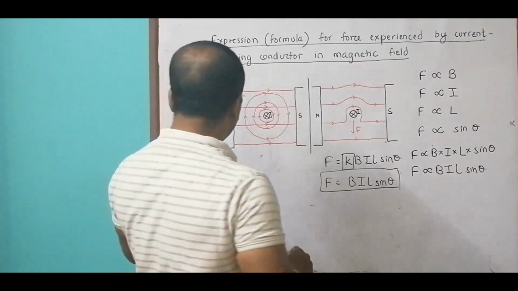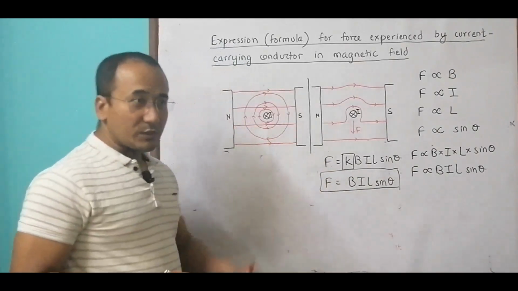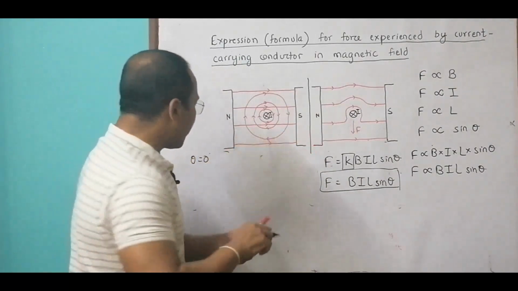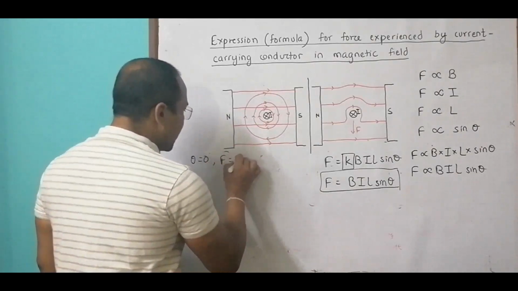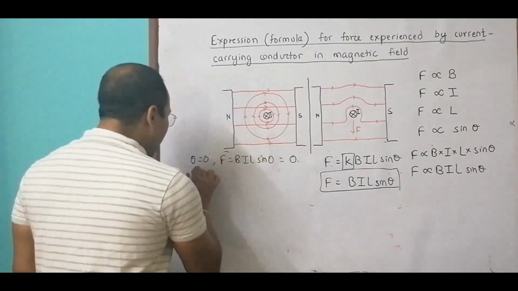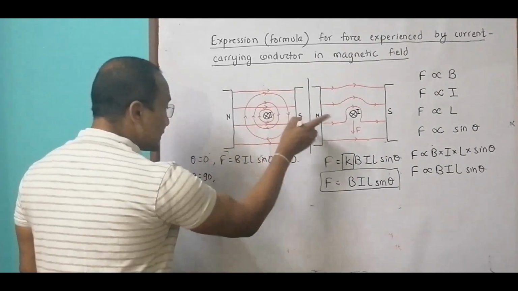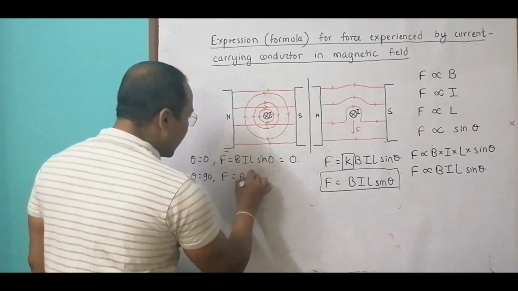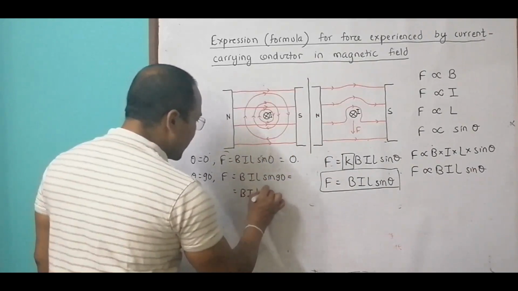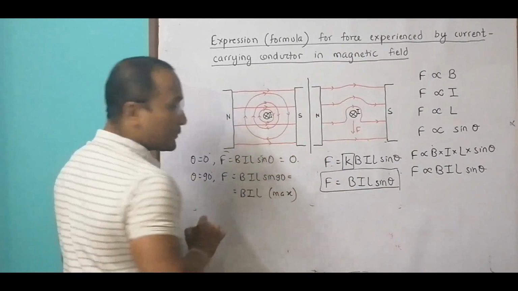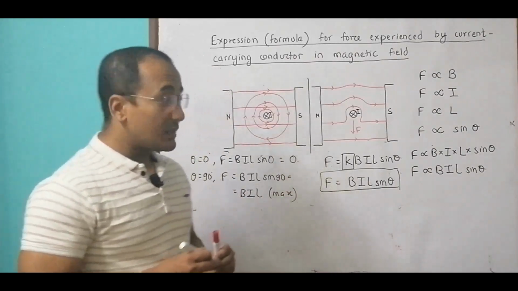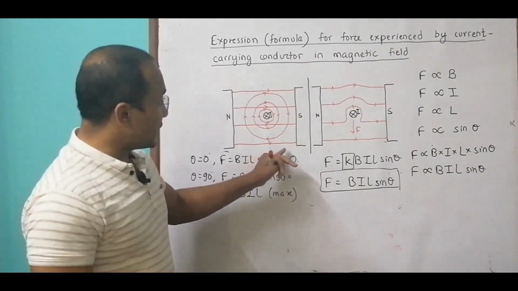Now what we talked about before comes into existence once again. If theta equals 0 degrees, that means the conductor is here and the magnetic field is also here. In that case, F equals BIL sine of 0, which equals 0. If theta equals 90 degrees, just like in these cases, F is equal to BIL sine of 90, that's equal to BIL, which is the maximum possible value. So this is the expression for the Lorentz force experienced by a current carrying conductor, and these are the minimum as well as maximum values.